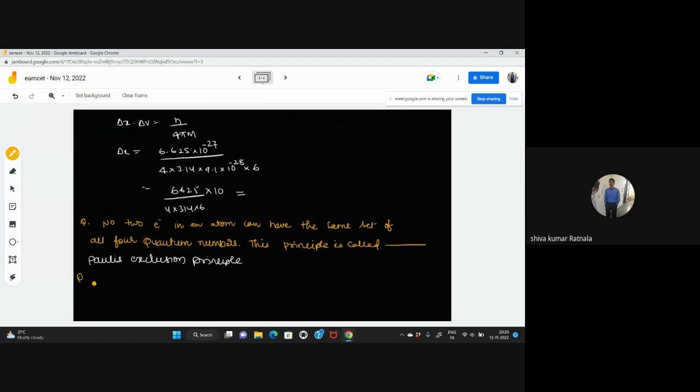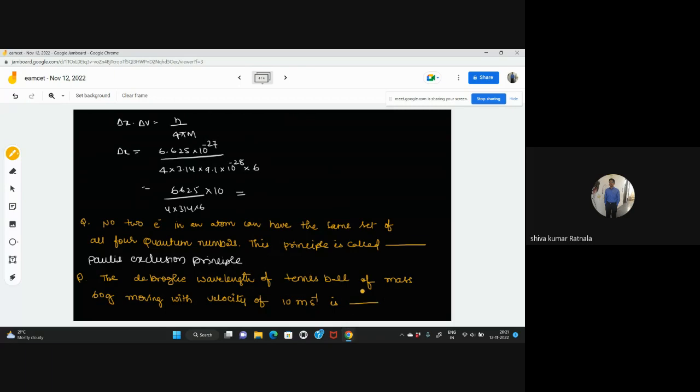Next question. The de Broglie wavelength of a tennis ball of mass 60 grams moving with velocity of 10 meters per second is dash, and the given h value is 6.63 into 10 to the power of minus 34 joule second.